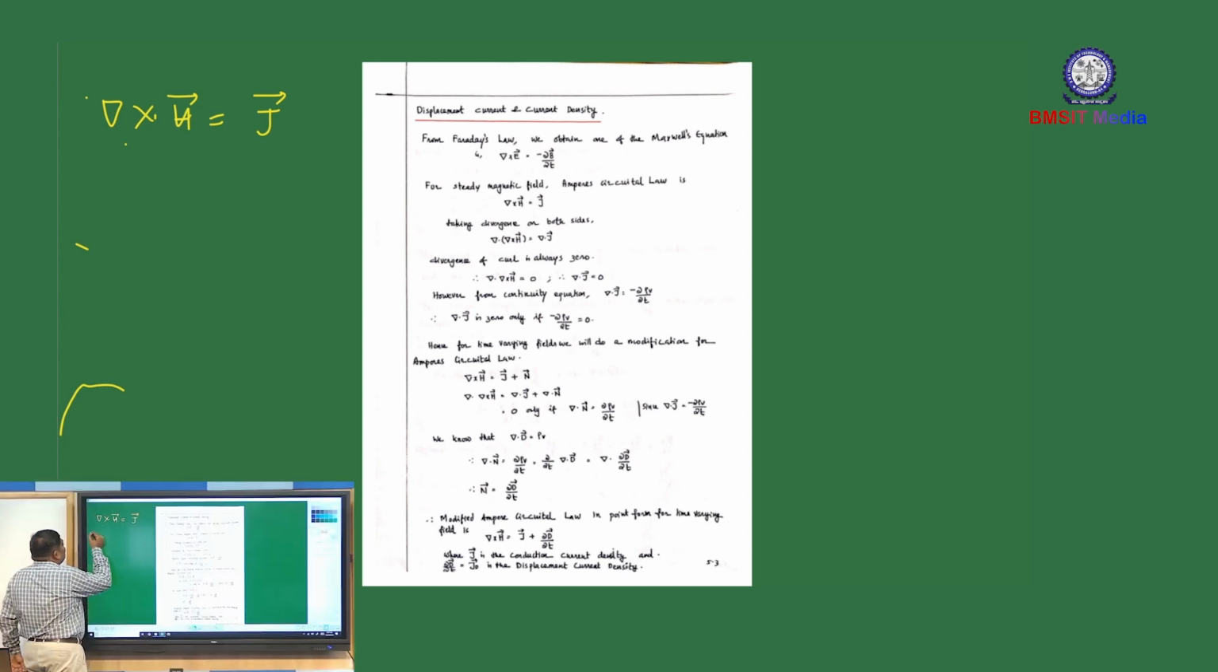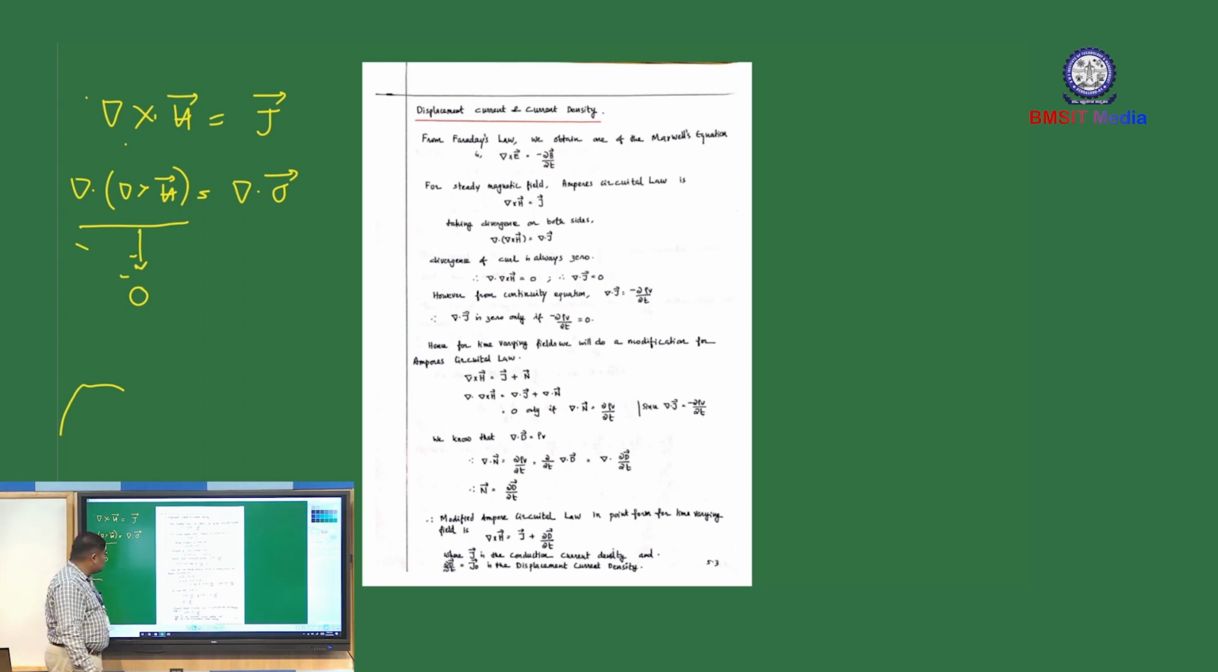So now let us take divergence on both sides. Del dot of del cross H will be equal to del dot J here. But on the LHS, divergence of a curl will always be equal to 0. This term will be 0. Divergence of a curl is always equal to 0. Therefore del dot J is also equal to 0.